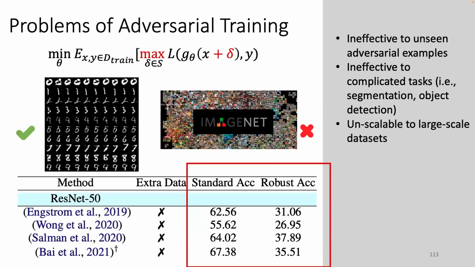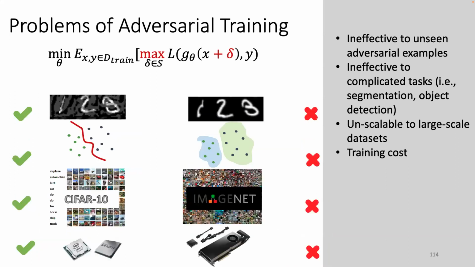Also, current adversarial training only works really well on small-scale datasets. Unfortunately, in the adversarial domain, the challenge is that we are still working on the CIFAR-10 scale, not on the ImageNet scale, although in this community ImageNet scale is not that large at this moment. So in summary, the problems of adversarial training are that it cannot generalize to unseen adversarial examples, it cannot generalize to complicated tasks, and it cannot generalize to complicated datasets. Even doing adversarial training requires a higher computational cost because we need to retrain the whole system.